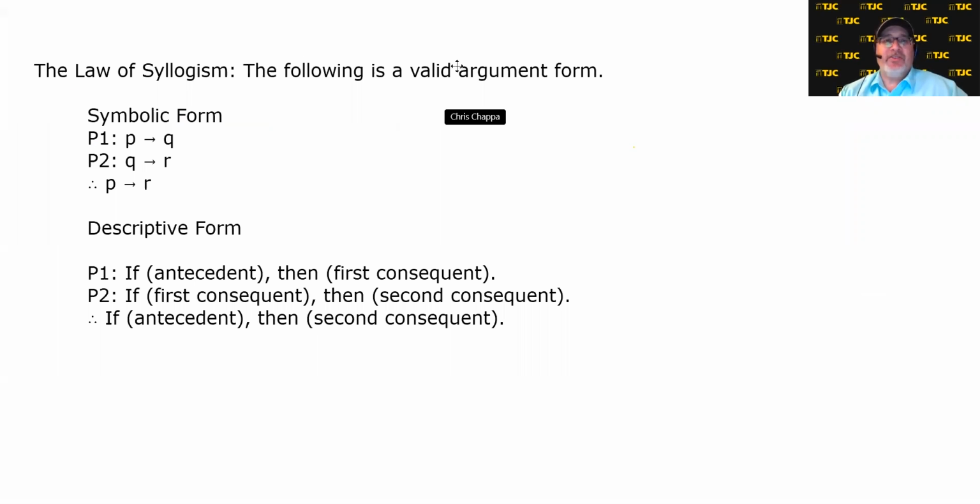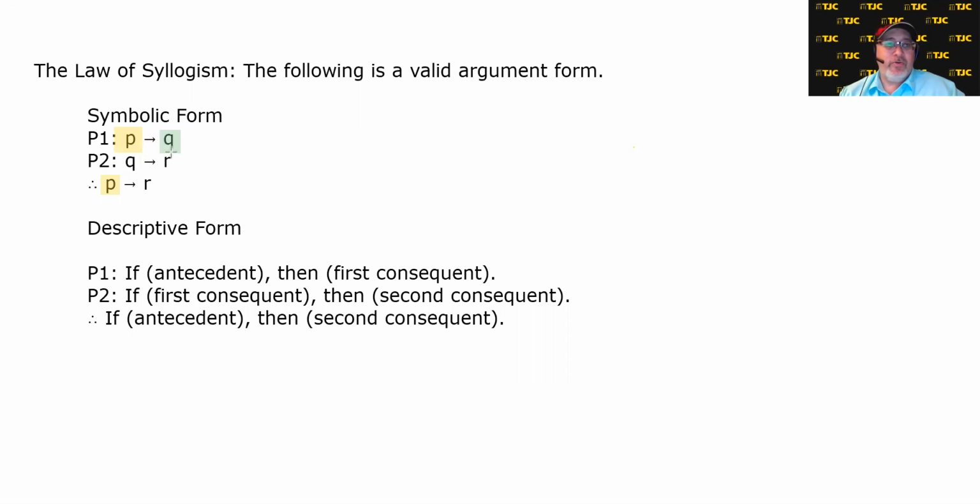All right, so just to summarize in this video, the law of syllogism says the following is a valid argument form. Symbolically, your first premise is a conditional. Your second premise is also a conditional, but the beginning of it matches the end of the previous one. And your conclusion is another conditional where the beginning of the first premise matches the beginning of the conclusion, and the end of the second premise matches the end of the conclusion.